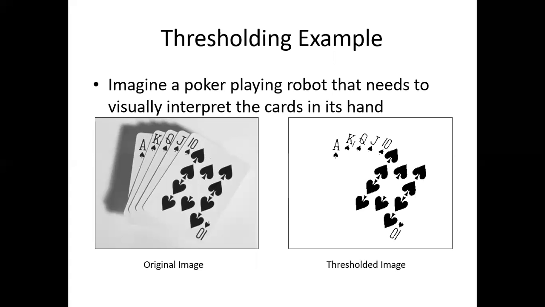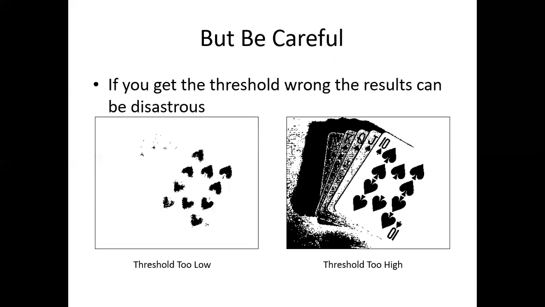Imagine a poker playing robot that needs to visually interpret the cards in its hand. If you use the right threshold measurements, you can get the number of cards and the card suit details. If we get the threshold wrong, the result can be disastrous. The first image shows the threshold taken too low, and the second image shows the threshold too high.